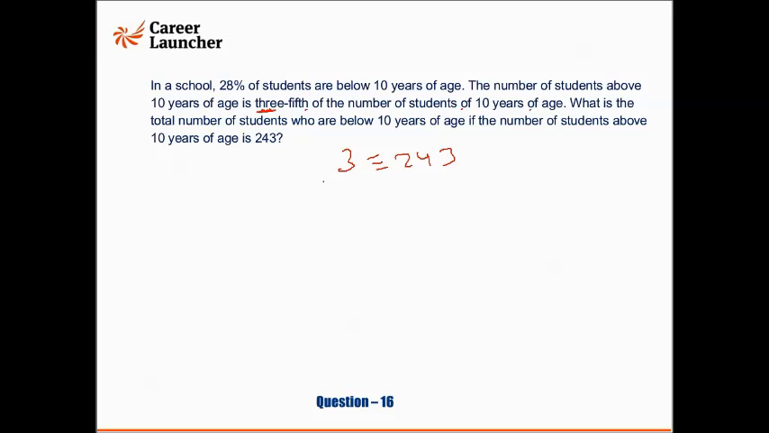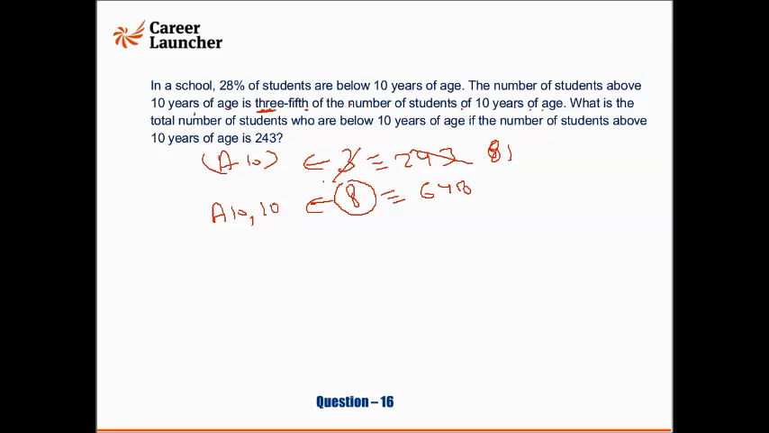So that 8 is what? 8 is actually equal to number of students who are above 10 years of age and who are of 10 years of age. So this is multiple of 3, right? You'll get 81. So 8 will be equivalent to 648. This 3 shows those who are above 10 years, and this 8 shows students who are above 10 and who are actually of 10 years. Correct. So you will get 648.